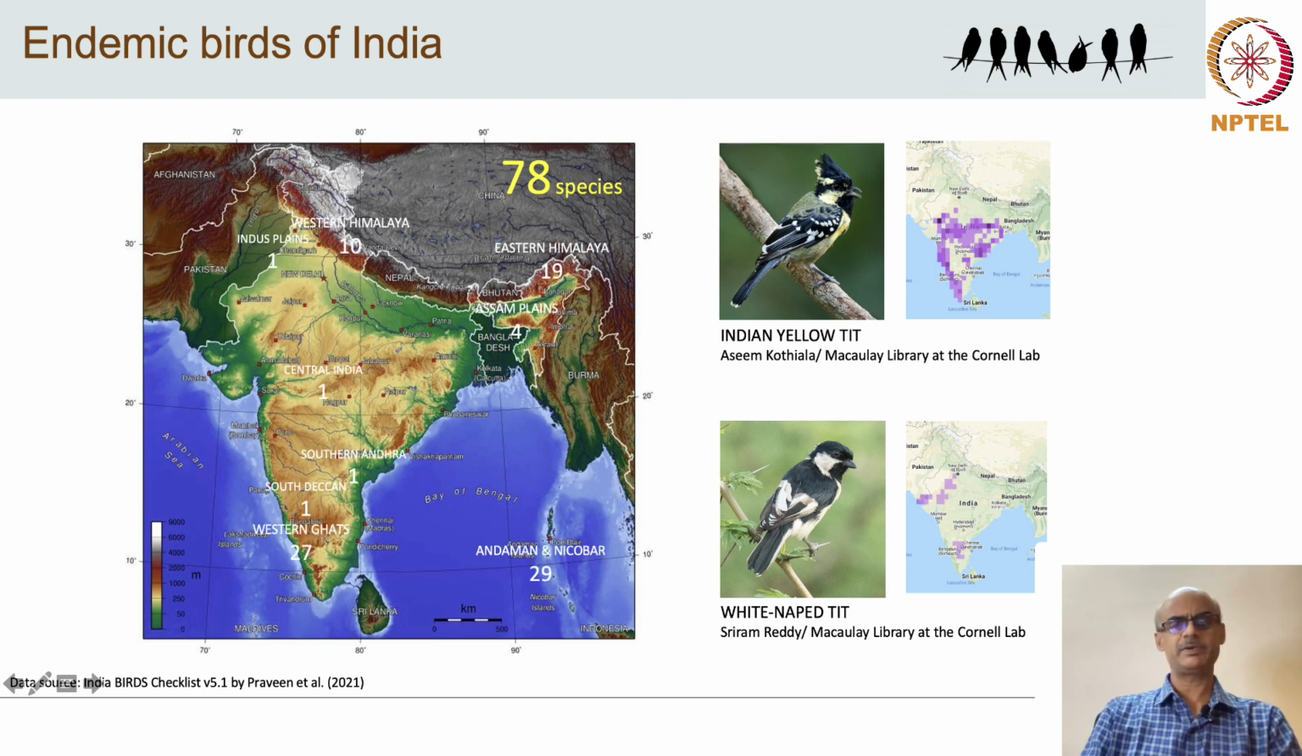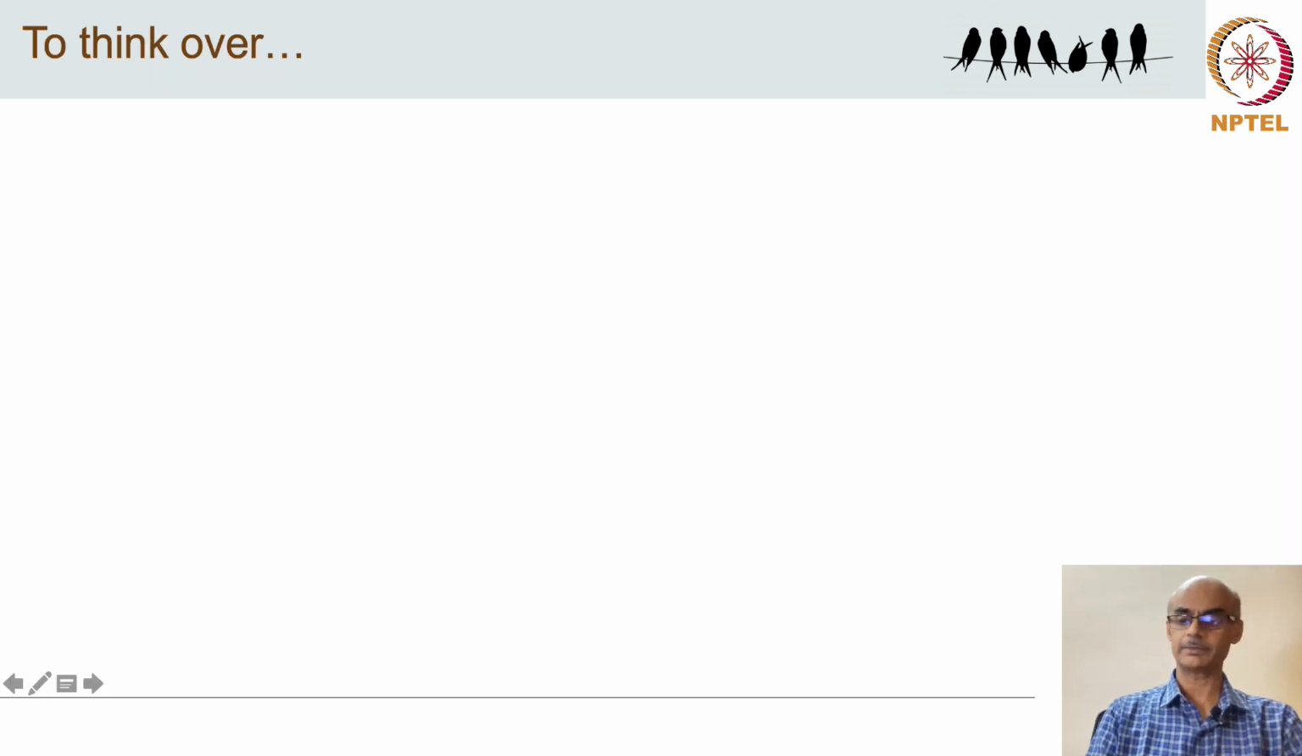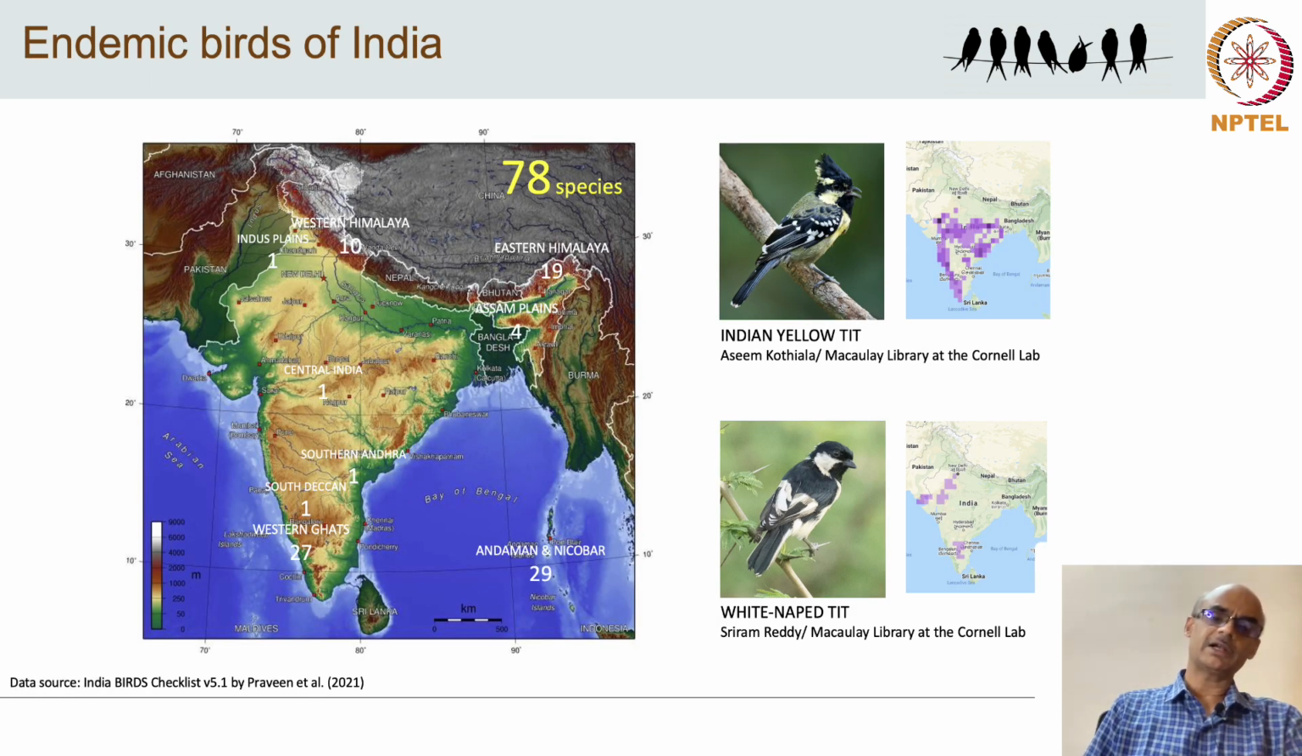So among these 78 species, this is the split-up of these 78 species as per their biogeographic regions. The highest number of endemic species is naturally found in the Andaman and Nicobar Islands, because the Andaman and Nicobar Islands have been isolated for a very long time, so endemism is likely to be much higher. So there are 29 species endemic to Andaman and Nicobar, followed by Eastern Himalaya, which has 19 species, and also the Western Ghats, 27 species.